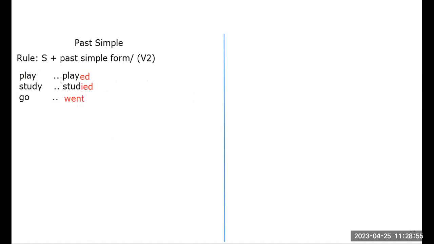الأفعال المنتظمة نضيف لها ED. Even here we added ED, بس هنا قبل ED, Y was changed into I, حولنا حرف الواي إلى I، بعدين أضفنا ED. Okay, so this is past simple. بكل بساطة هذا هو الماضي البسيط، التصريف الثاني للفعل.